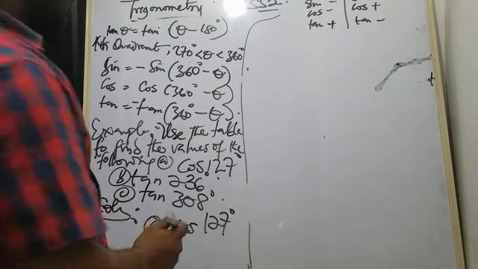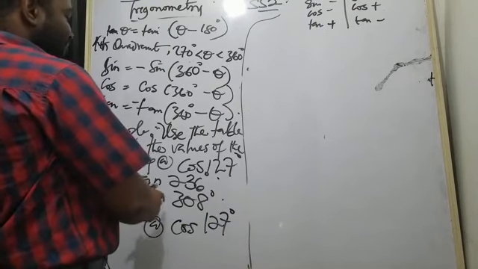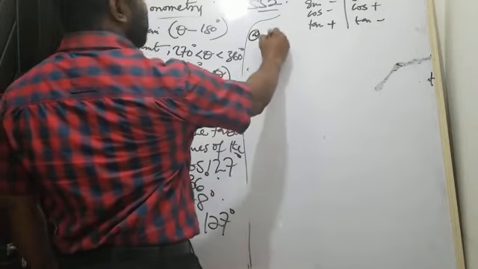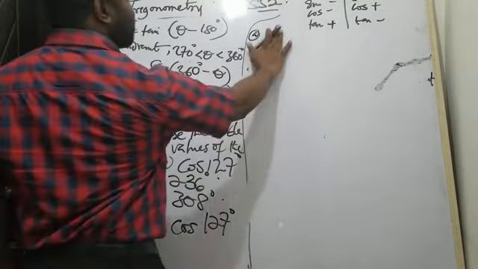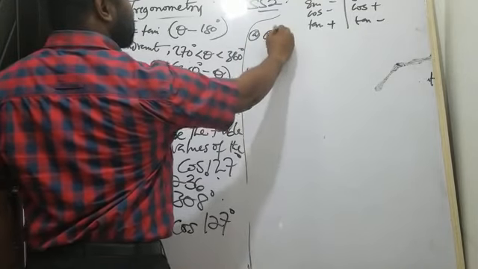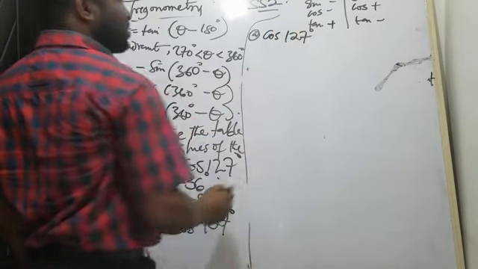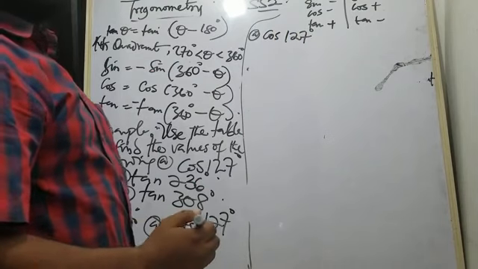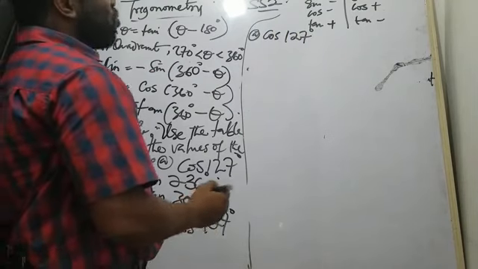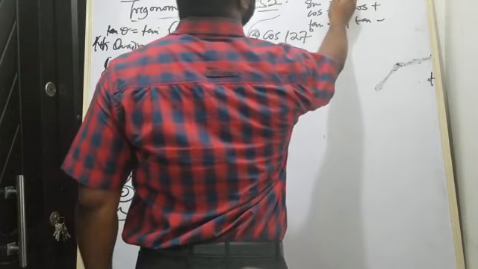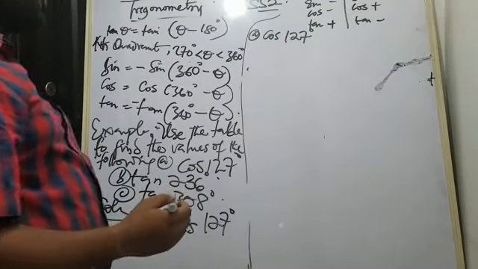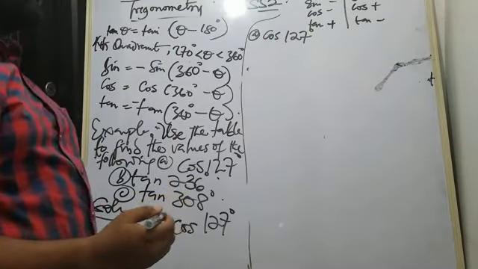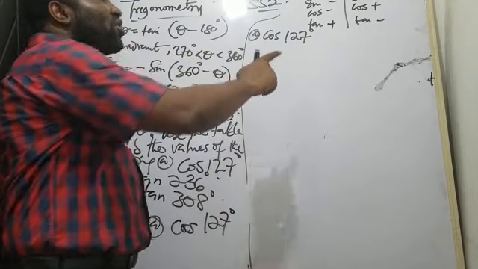Now, here you know that you have 236, and you have cos 127 degrees. Now, 127 degrees falls under what quadrant? From here to here is 90 degrees. From here to here is 180 degrees. So it falls under what? Second quadrant. In the second quadrant, is cos positive or negative?